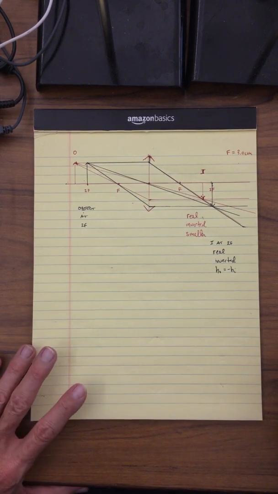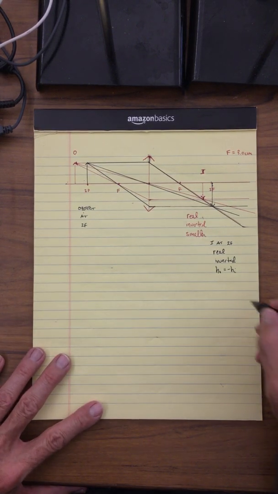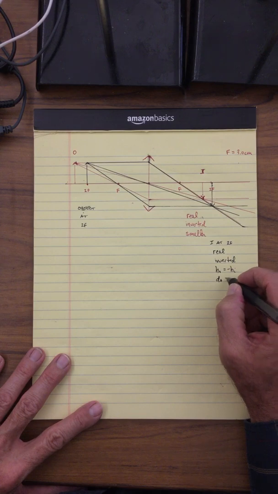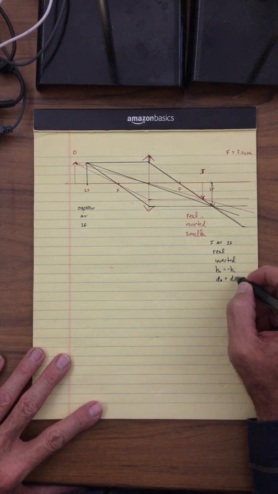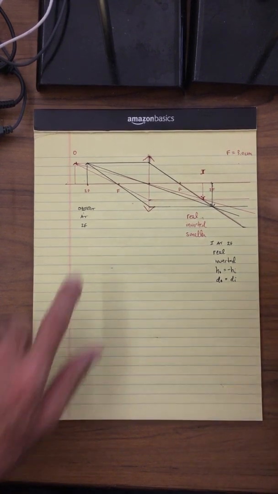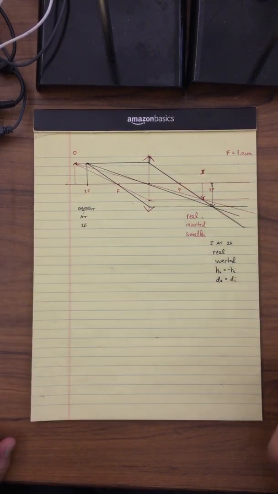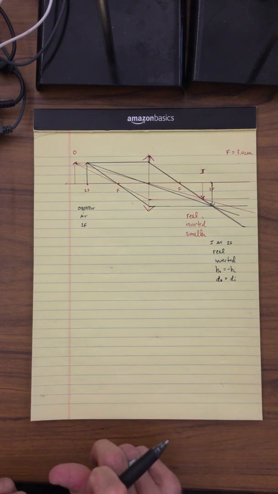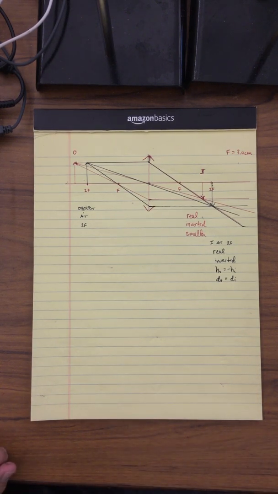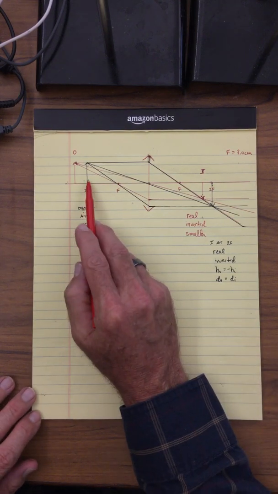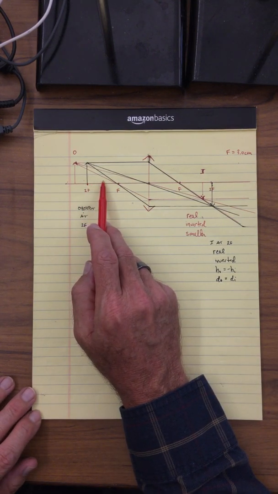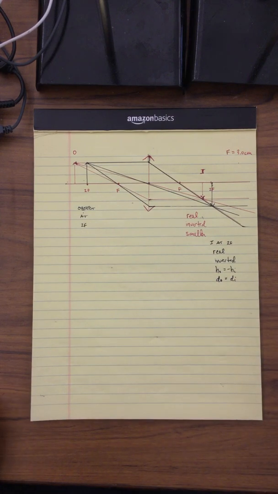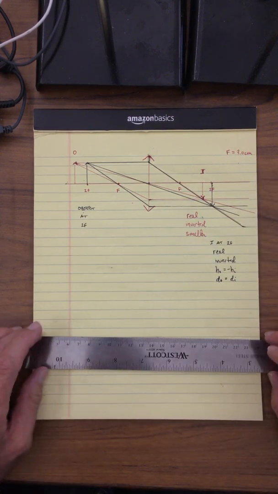And since it occurs at twice the focal point, the distance of the object equals the distance of the image. Remember, both of these distances are going to be positives. Both of the focal points will be positives as well. So now what we're going to do is see what happens when we get closer and closer to the focal point. So let's go back to a drawing down below here.